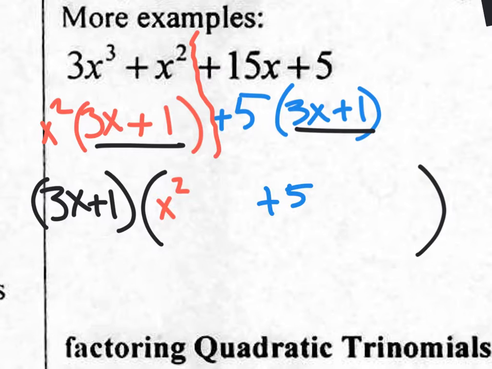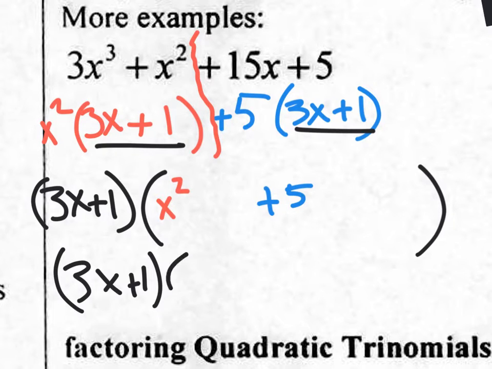Now obviously, you're not going to leave your factored form answer like this. I just left this blank spot and this blank spot so you could see that this is now missing right here. I pulled them out. So write it with the appropriate size parentheses. 3x plus 1 times x squared plus 5. That's the final factored form right there, factoring by grouping.